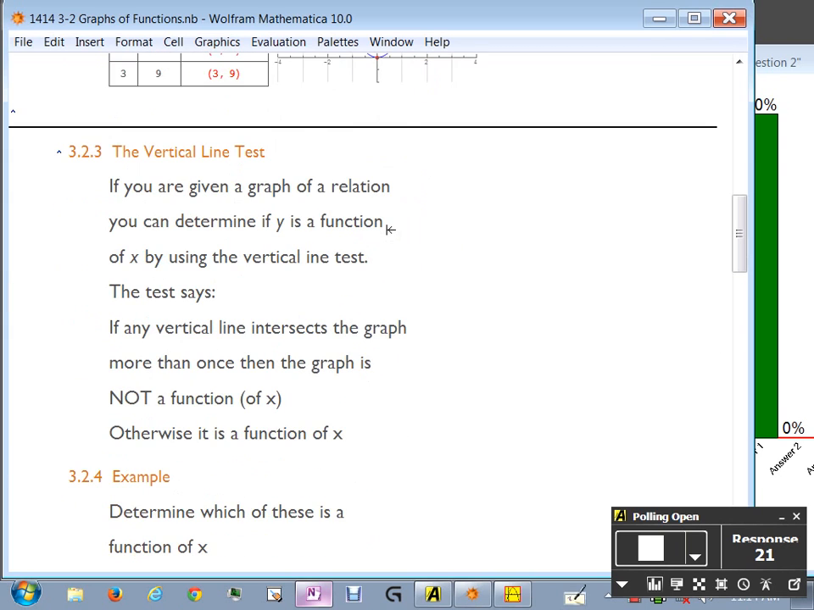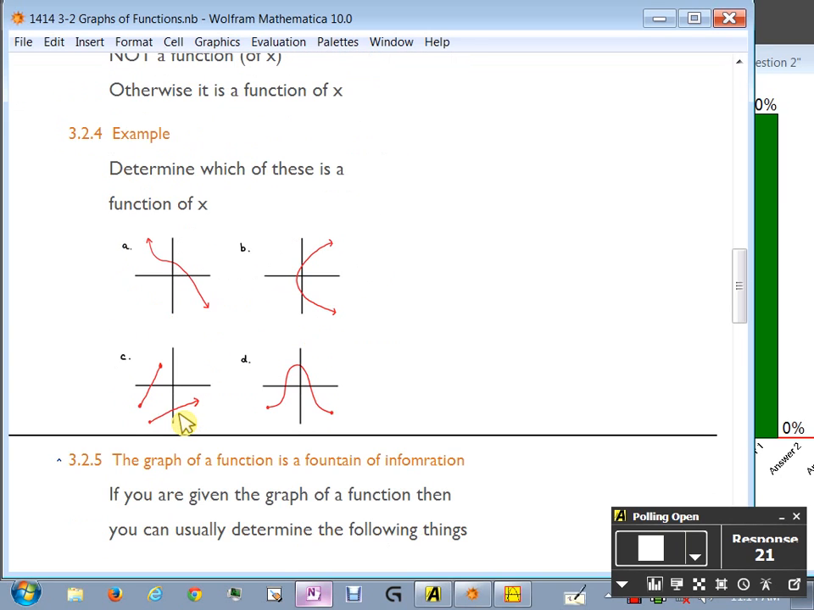Now, remember that if somebody draws something on a sheet of paper, it doesn't necessarily have to be a function of x. So we have a way of testing it. If you're given a graph of some relationship, you can determine if y is a function of x by using the vertical line test. Raise your hands real quick. Vertical line test, you've seen it? Okay. Here's what it says. If any vertical line intersects the graph more than one time, then this is not a function of x. So let's look at these. Which of these is a function of x? So how about A? Is A a function of x?